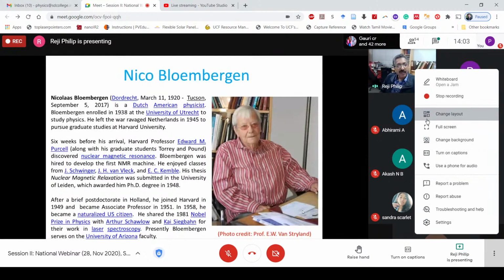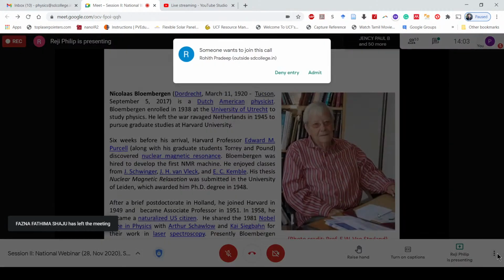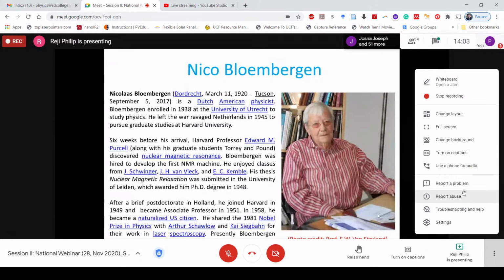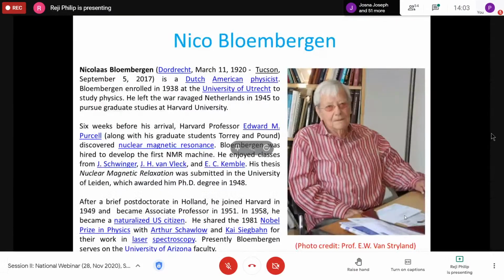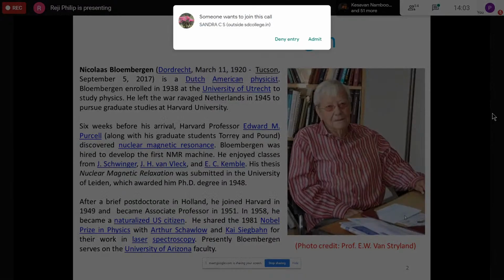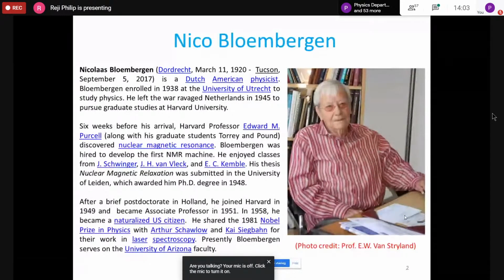He was born in the Netherlands, then Holland, in 1920, and he passed away just 3 years ago in Tucson, Arizona. He is a Dutch-American physicist, and he enrolled in 1938 at the University of Utrecht to study physics. He left the Netherlands in 1945 for Harvard University because, as we know, that was the time of the Second World War. And he ended up with Edward Purcell at Harvard, who had just discovered NMR, nuclear magnetic resonance.